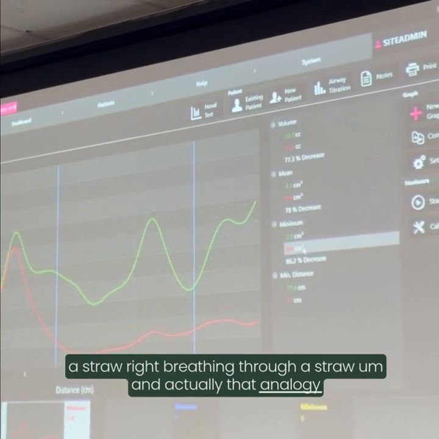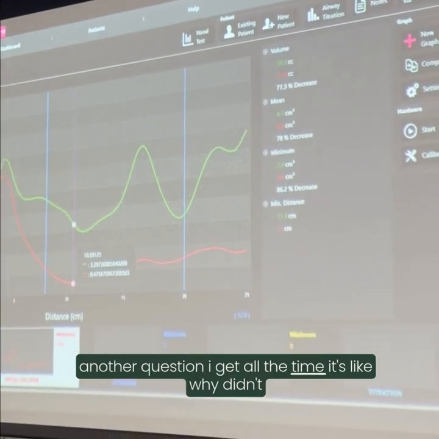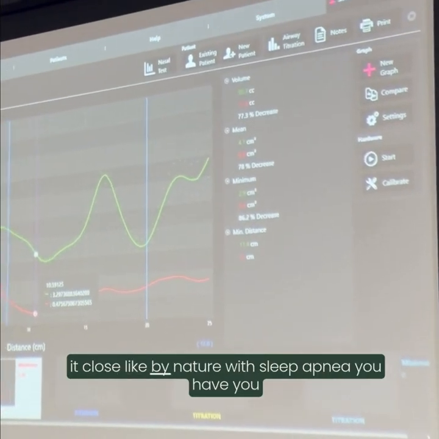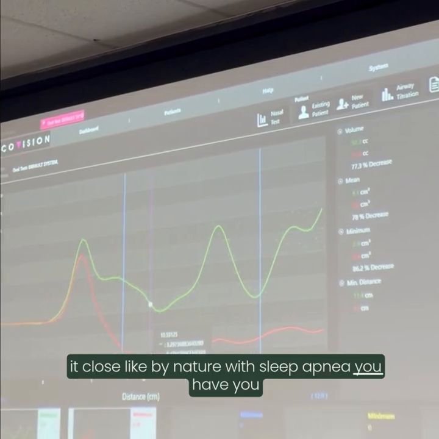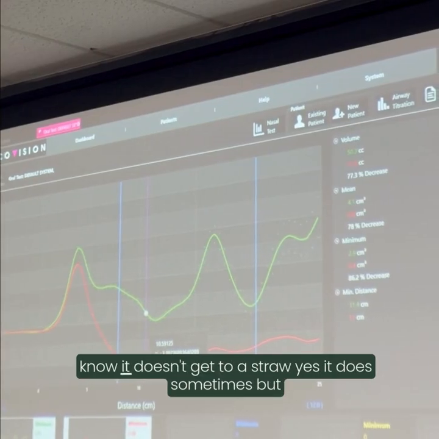And actually that analogy is good too, because if we look at that minimum, that's another question I get all the time. It's like, why didn't it close? Like by nature, with sleep apnea, you have a full occlusion, right? It doesn't get to a straw.